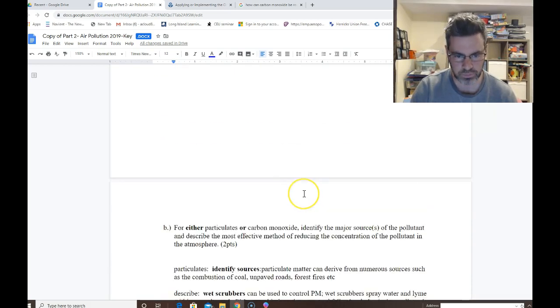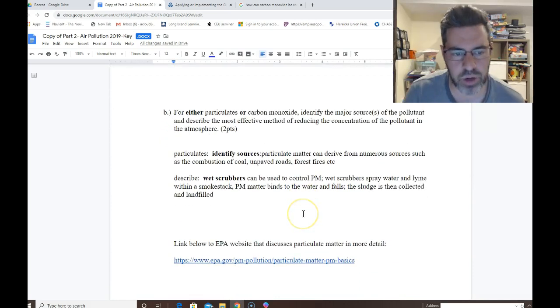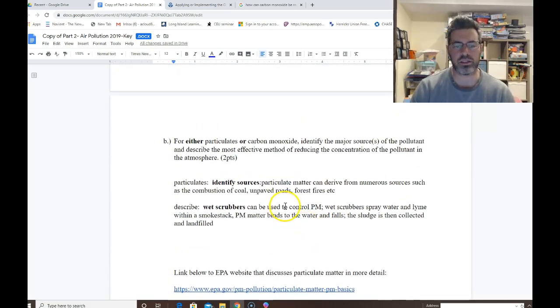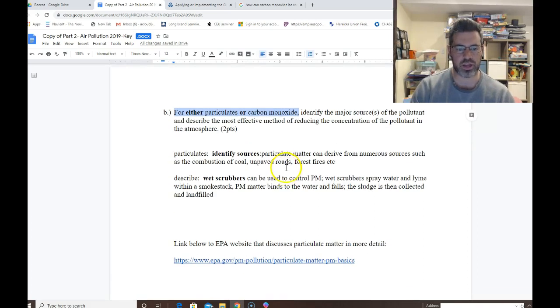All right, moving on. All right, guys, let's move to the next one. This is part B. For either particulates or carbon monoxide, identify the major source or sources of the pollutant, and describe the most effective method of reducing the concentration of the pollutant in the atmosphere. So what I did here is I broke down one of them for you. So we talked about particulates.